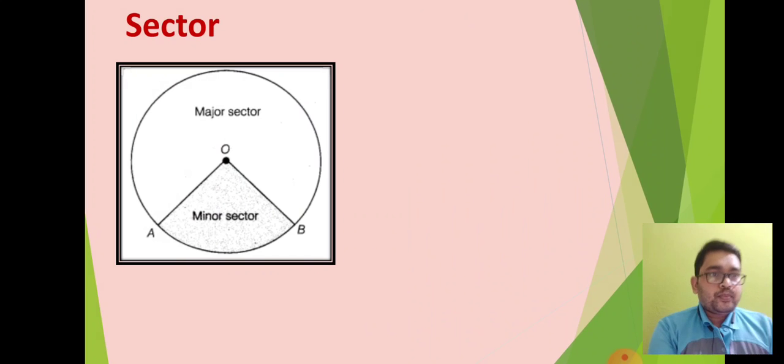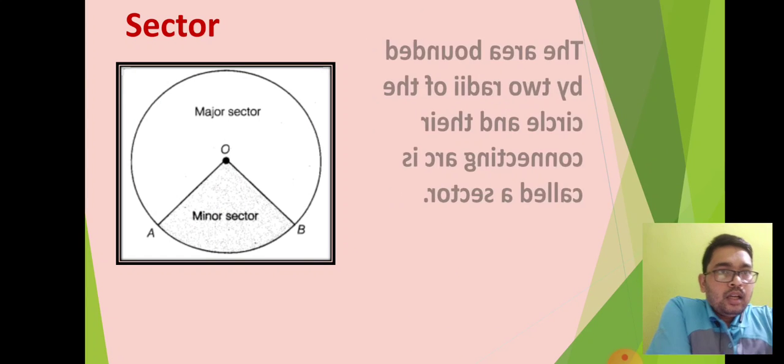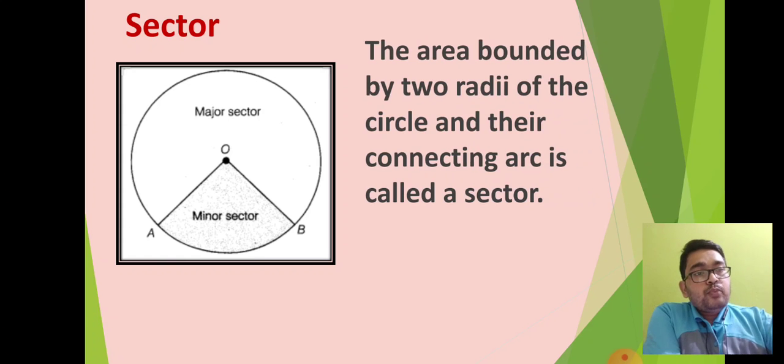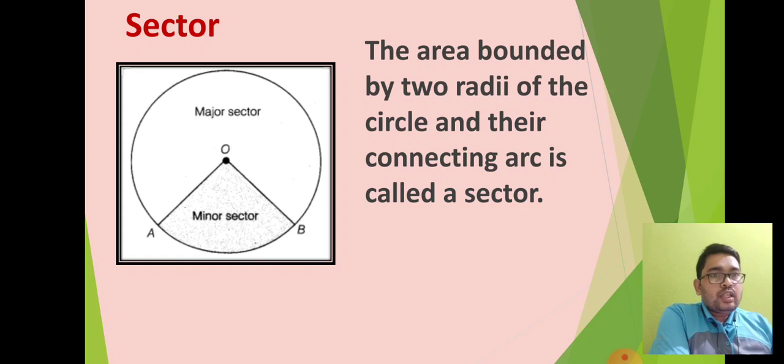of the circle. So please start to understand what is the sector of the circle. It is the area bounded by two radii. What is radii? It is the plural of radius. More than one radius is known as radii. So the area bounded by two radii of the circle and their connecting arc is called a sector.